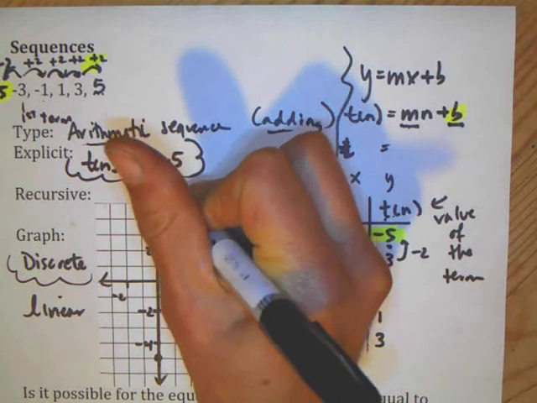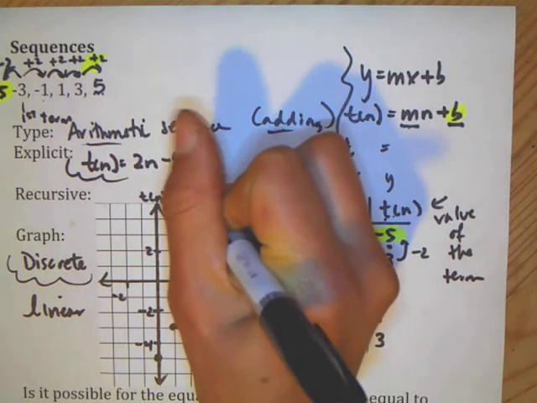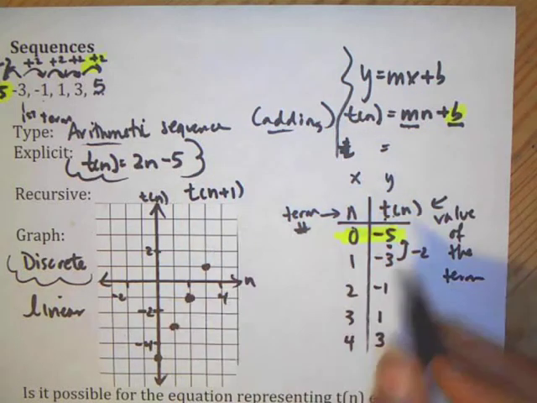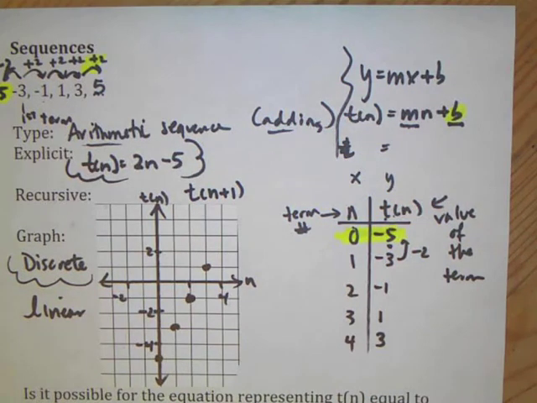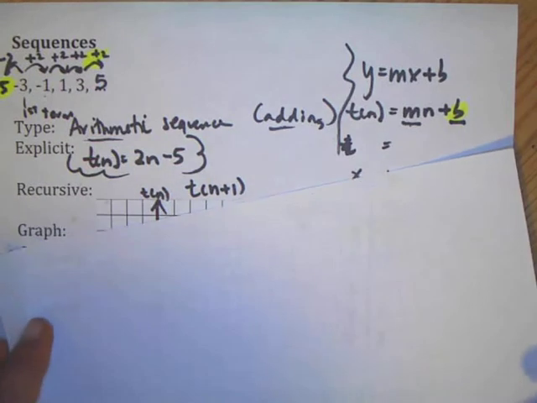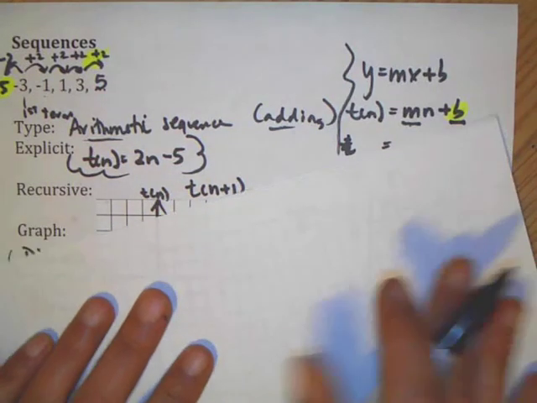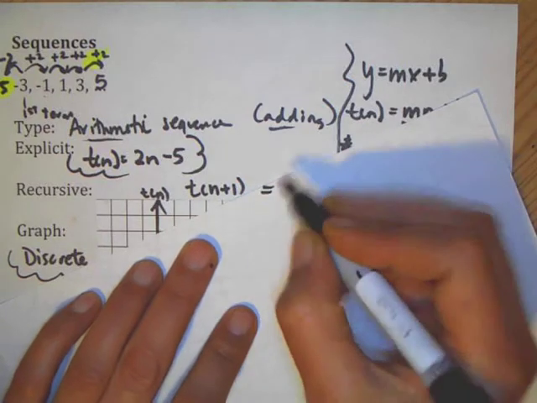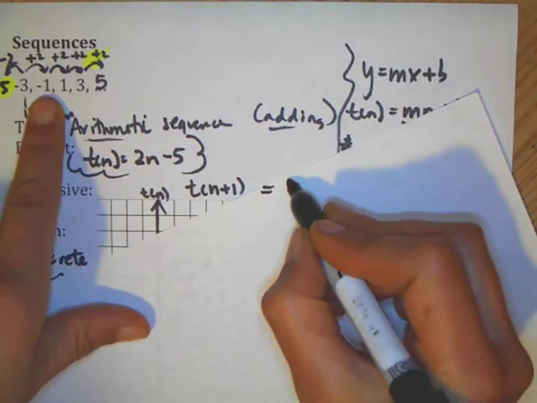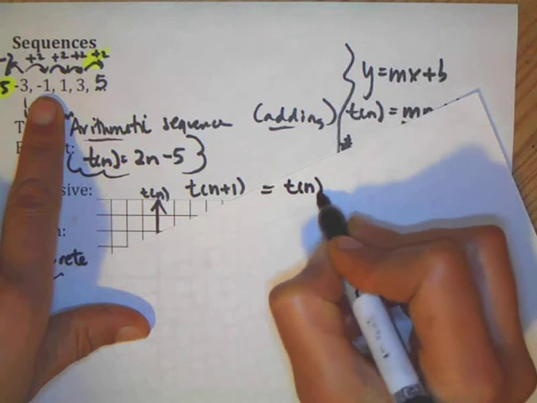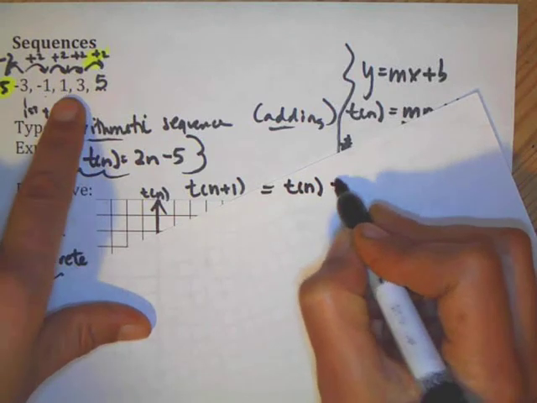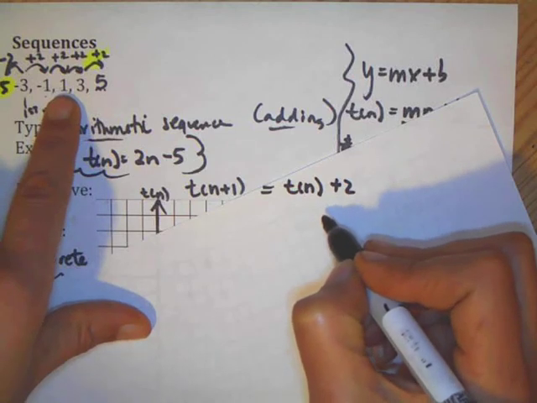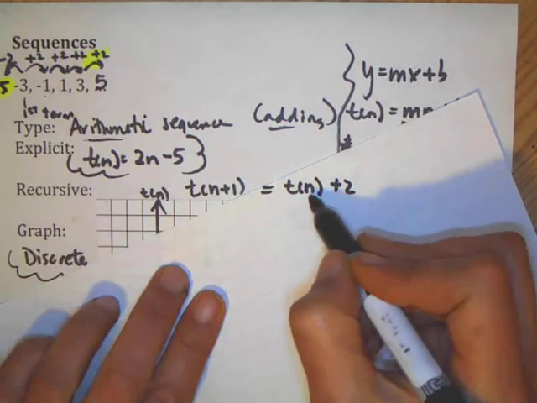One term to the next. So to get the next term, t of n plus 1, this is getting really crowded here. I'll cover this up a little bit. To get from one term to the next, t of n plus 1, that's the next term, equals my one term. I'm just going to pick one term. And how did it go from one term to the next? I just added 2. How do I go from this term to the next? I just add 2. So this is the recursive equation.